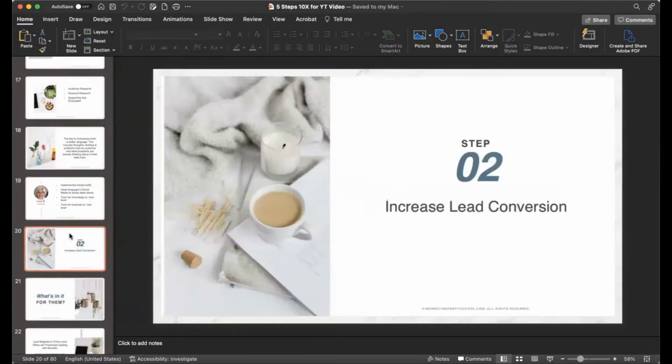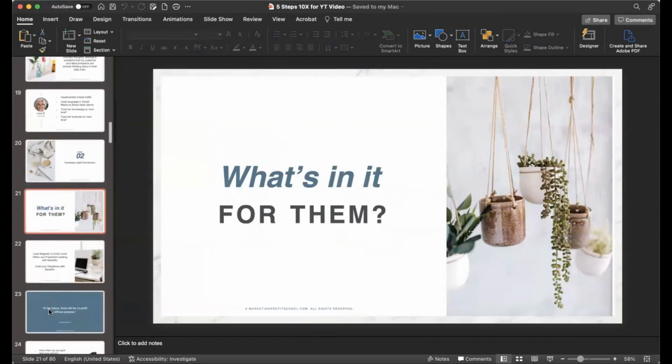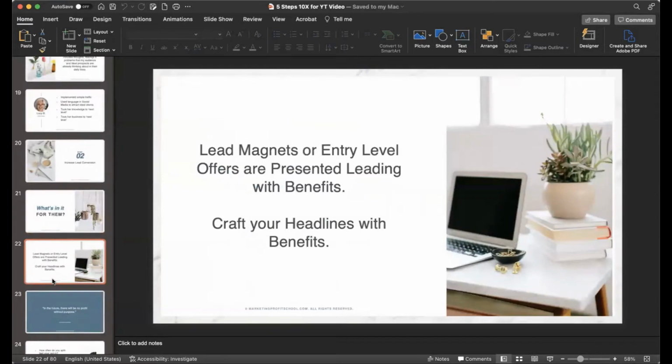So thing number 2, increase your lead conversions. So once you get more people to click, then you get more of those people to go ahead and give you their contact information so they become a lead. And this is all about what's in it for them. Remember, it's not about you, it's about them. You can be the expert, but they have to see what they're going to get out of it. Lead magnets or entry-level offers are presented leading with benefits. So not features, but benefits, not what it does for them. Craft your headlines with benefits.